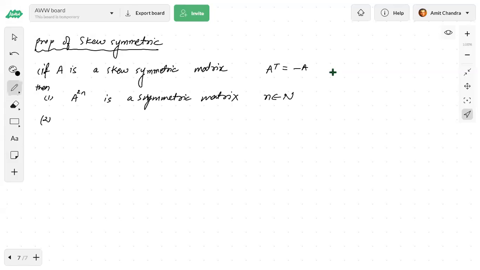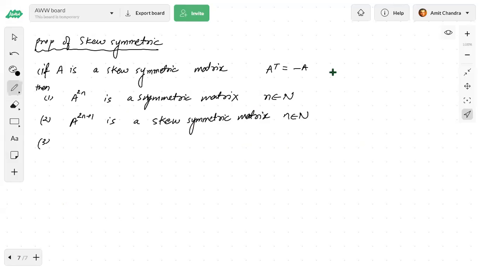Second, A to the power 2n plus 1 is a skew symmetric matrix, again for n belonging to natural numbers. This is similar to the previous one. Why will 2n be symmetric? Because minus and minus will be multiplied 2n times, that means an even number of times, so this becomes a symmetric matrix. Here, minus and minus will be multiplied an odd number of times, so this becomes a skew symmetric matrix.